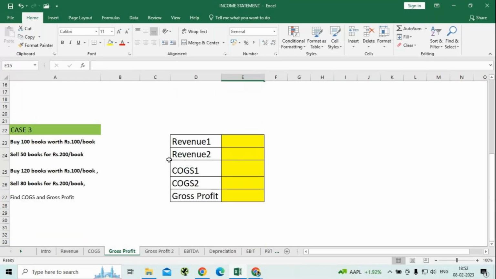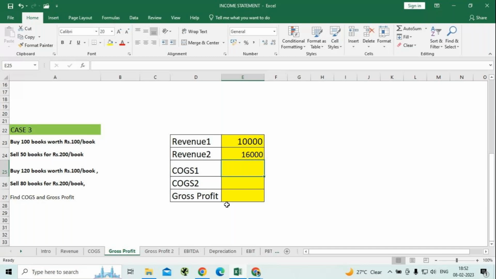Now in this case we have multiple purchases, multiple sales. So let us see what the revenue was for sales number one. Here it was 50 books which were sold, and each book was sold at 200 rupees each. So this was revenue 1. Then the second one is 80 numbers sold at 200 rupees. That is, with the second sale you have earned 16,000.